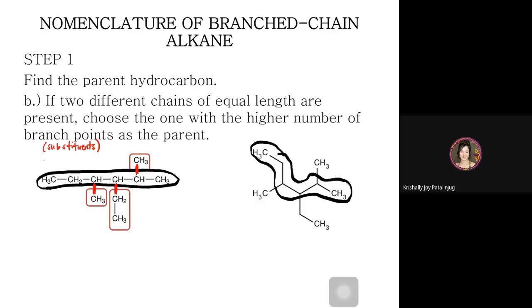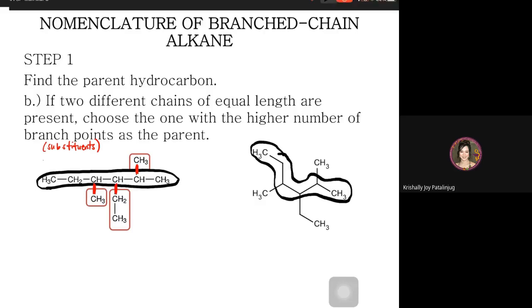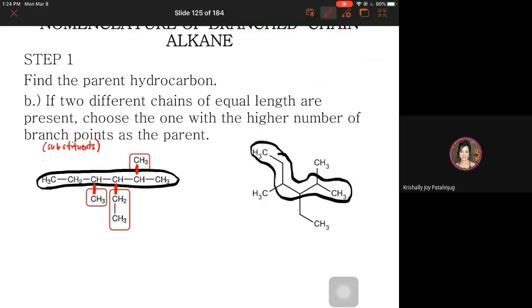So that is a continuous carbon chain. Continuous chain of carbon. Or the other one, pwede din naman this portion, 1, 2, 3, 4, 5, 6, or this part here. This is also a 6 carbon chain. That is still 6. 1, 2, 3, 4, 5, 6.